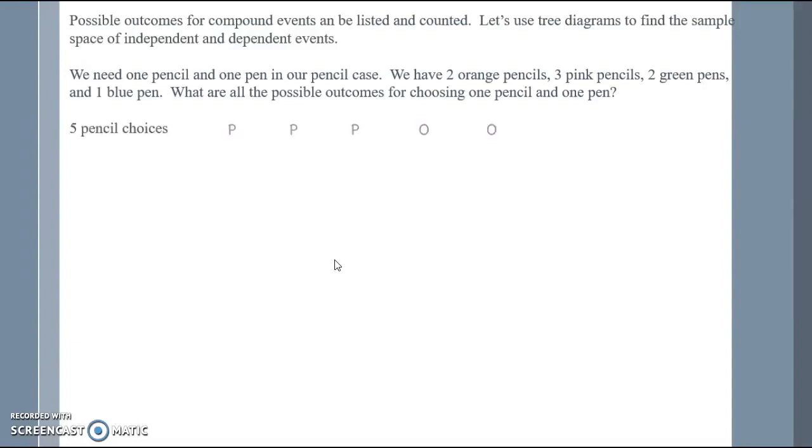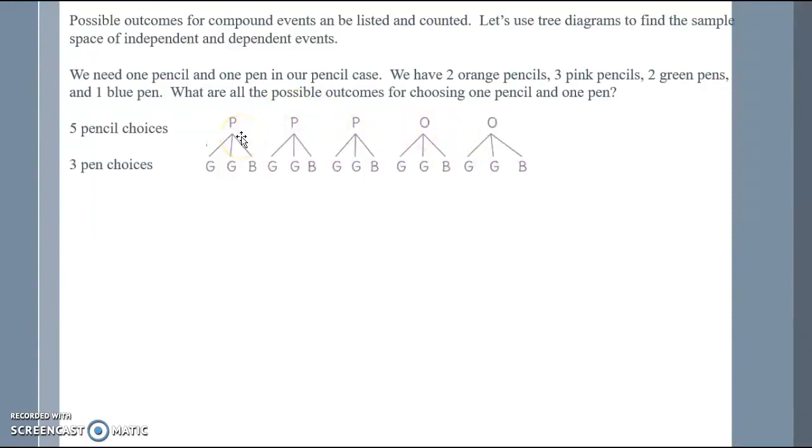So for our pencil choices, we have 3 pink ones and 2 orange ones. Once we pick our pencil, then we have our pen choices. We have 3 pens. We either have 2 green or 1 blue. So for each one we choose, we have 2 green or 1 blue. I see that I have 5 choices for my pencils, 3 choices for my pens. We could multiply them together or count that there are 15 outcomes.